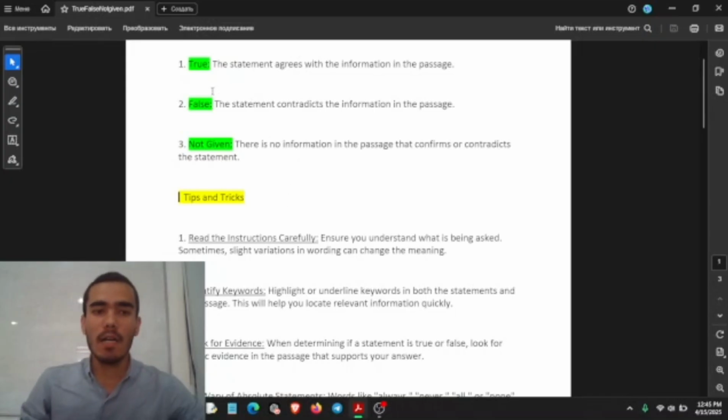So first thing we have to do is understand true, false, not given statements. What is true? True means the statement agrees with the information in the passage, meaning it matches the information.